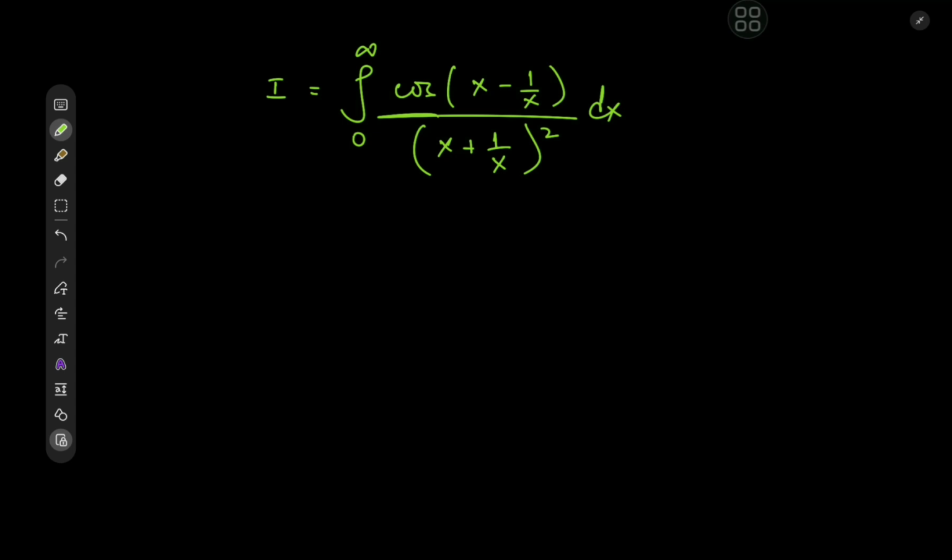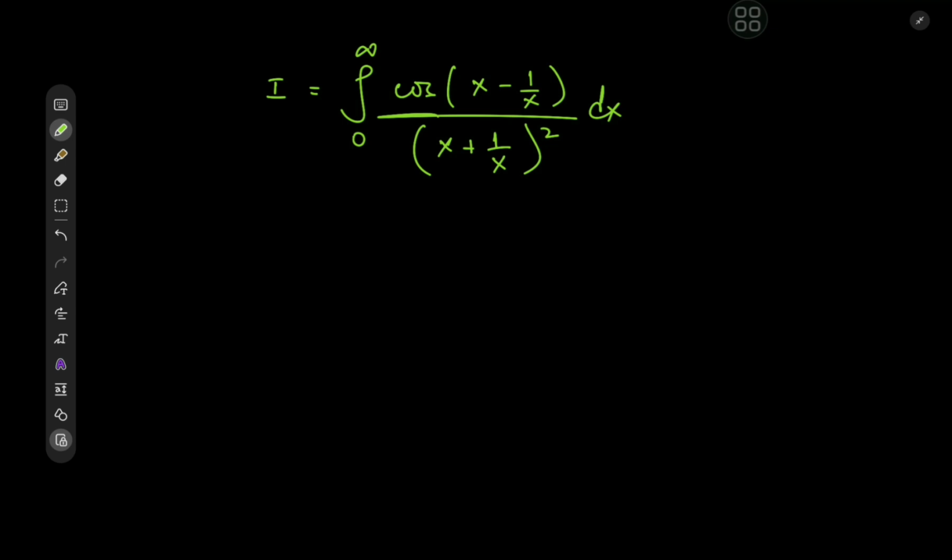So anyway, we have the integral from 0 to infinity of cosine of (x minus 1/x) divided by (x plus 1/x) whole squared dx. The solution development is going to involve some of my favorite tricks, and we have an absolutely gorgeous result, so just wait till the end, and you will be pretty happy with the result we get.